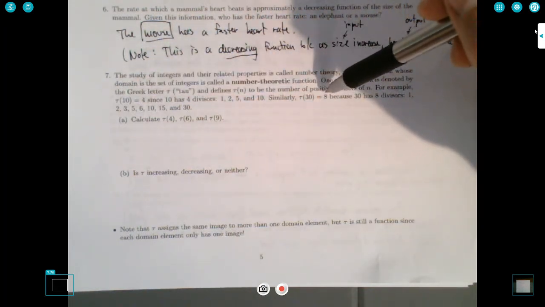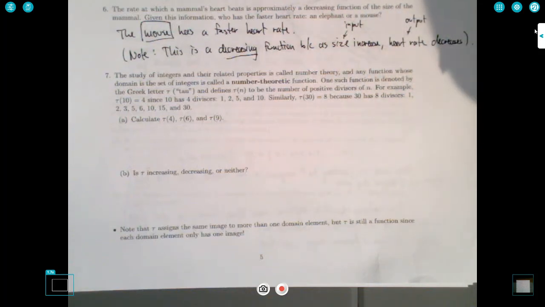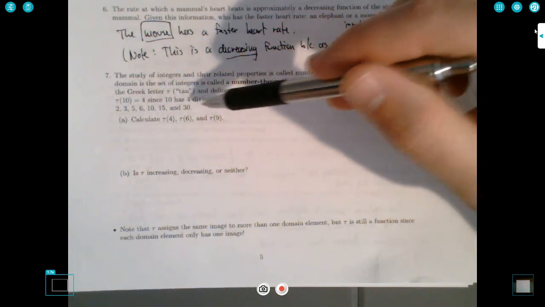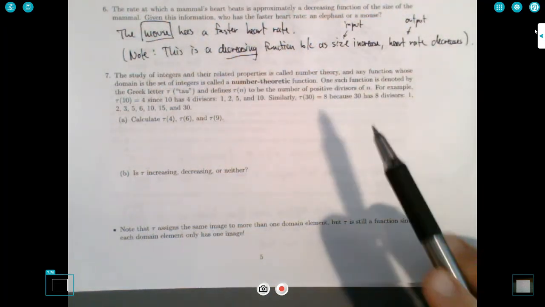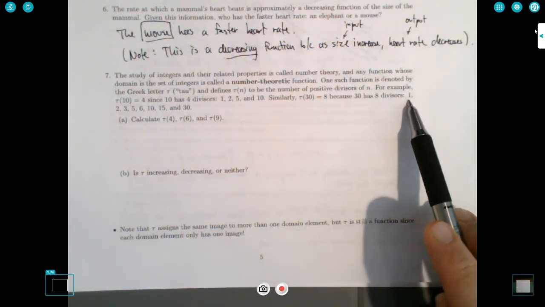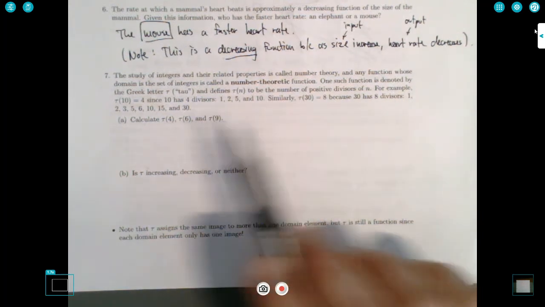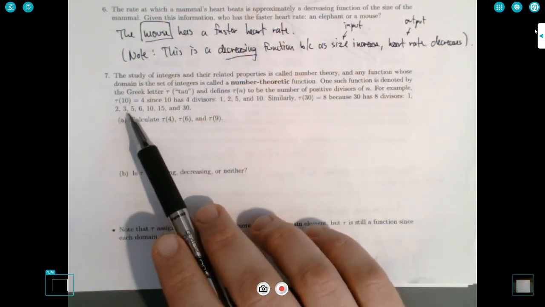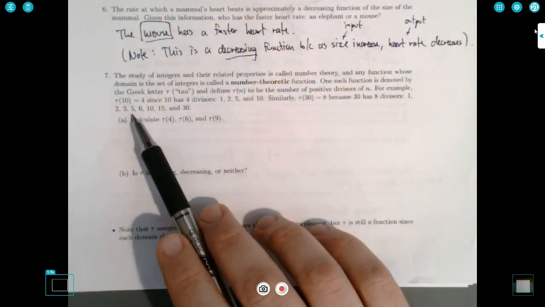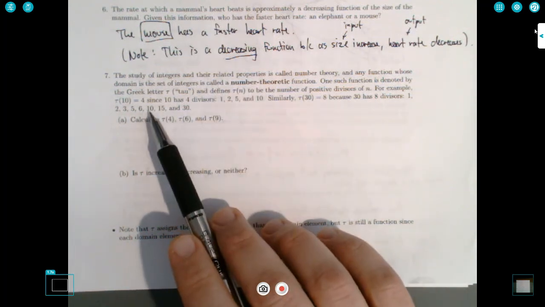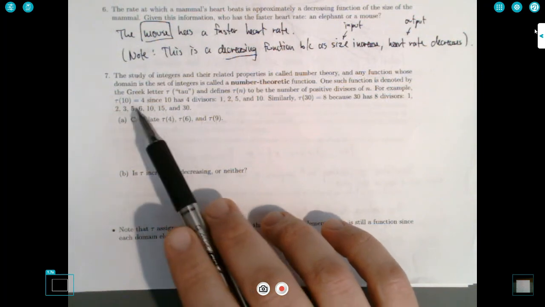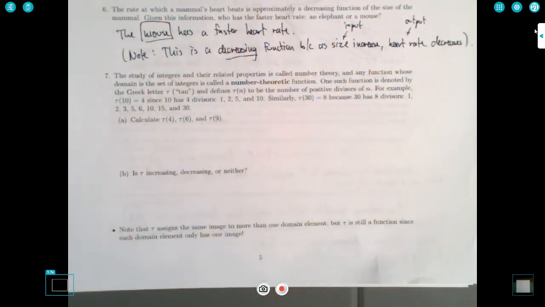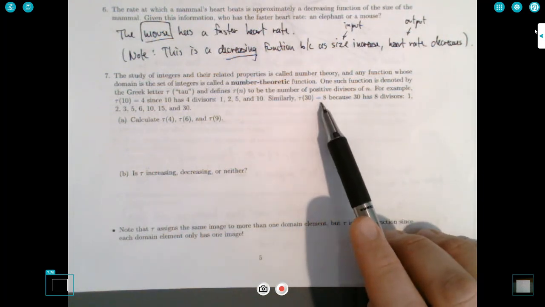Similarly, tau of 30 equals 8, because 30 has 8 divisors. The divisors of 30 are 1, 2, 3, 5, 6, 10, 15, and 30. And you can verify that. 1 goes into 30 30 times. 2 goes into 30 15 times. 3 goes into 30 10 times. 5 goes into 30 6 times. 6 goes in 5 times. 10 goes in 3 times. 15 goes in twice, and 30 goes in once. But there are no other divisors of 30, and so tau of 30 equals 8.